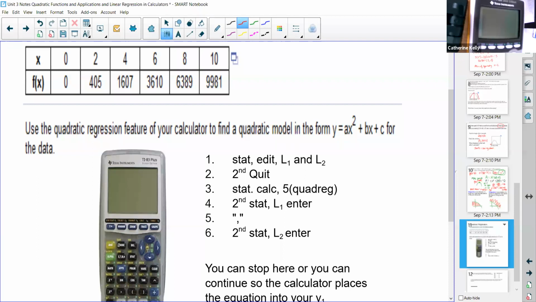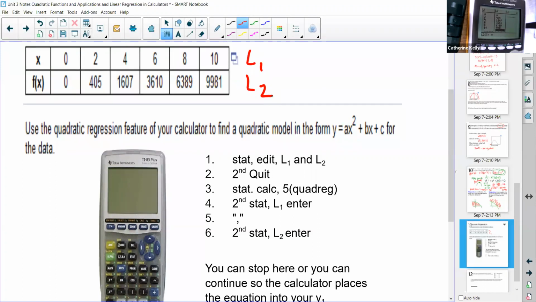So as you see here, we have a list 1 and a list 2. So we're going to go to our stat button and then edit. List 1, I'm going to delete these, whatever they were before. So here my X values are 0, 2, 4, 6, 8, and 10. And my Y values are 0, 405, 1607, 3610, 6389, and 9981.